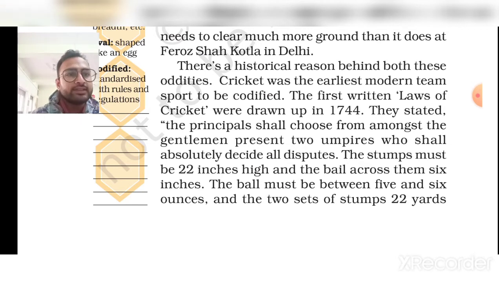The first law was that there should be 2 umpires on the ground, who will be solving all the disputes. The stump must be 22 inches high with 2 cross bails of 6 inches. The ball must be between 5 and 6 ounces, and the 2 sets of stumps 22 yards apart. 2 sets means 3 plus 3, 6: 3 this side, 3 that side.